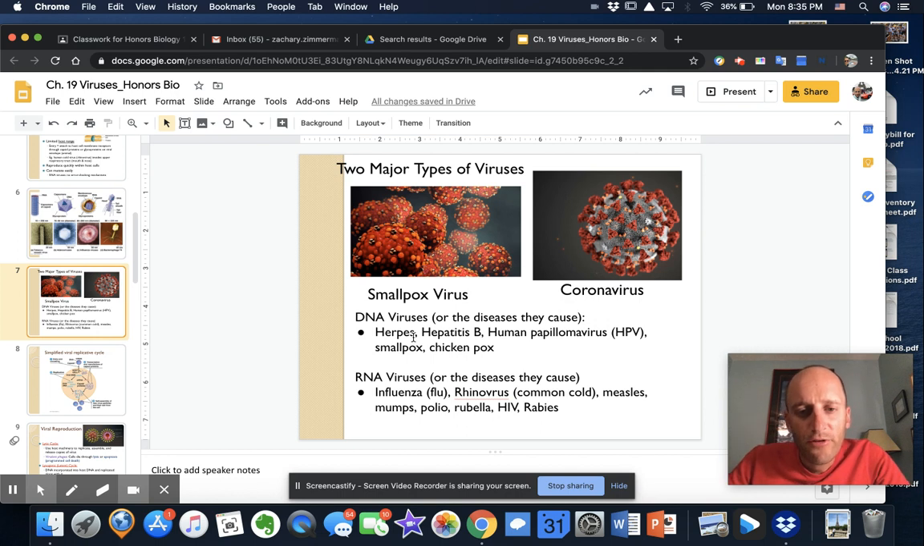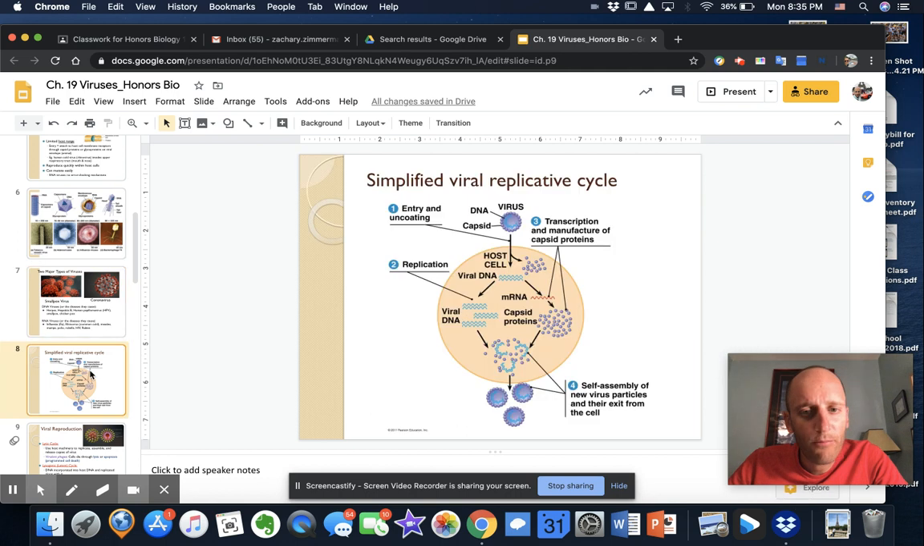You've heard of herpes, hepatitis, human papillomavirus, which is a sexually transmitted disease, and then chicken pox, smallpox. These are DNA viruses. But some of the ones we've heard about in the news lately, like the flu and the coronavirus, those are RNA viruses. HIV, it's an RNA virus. And some of these others that you've probably been vaccinated against, like polio, measles, mumps, these are RNA viruses as well.